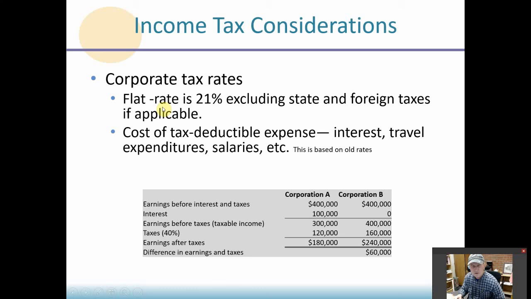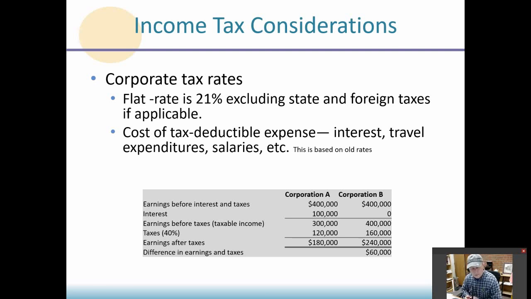Corporate tax rates, and I had to just change this: the Tax Act of 2016, 2017, whenever that went into effect, became a flat corporate tax rate of 21%. That doesn't include state and foreign taxes, which could be applicable. A lot of these are multinational corporations, Apple, Google, those ones, they get income from all over the world. And so they pay different tax rates depending on those jurisdictions. This is all subject to change and could be in the very near term.